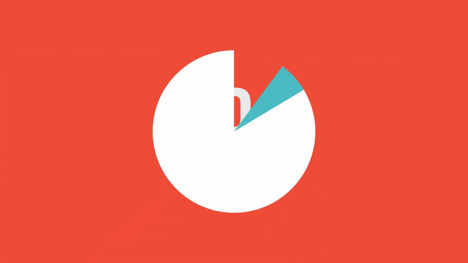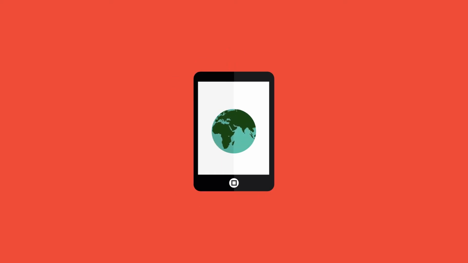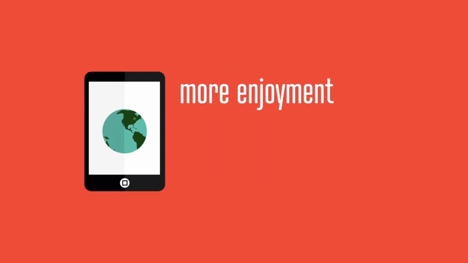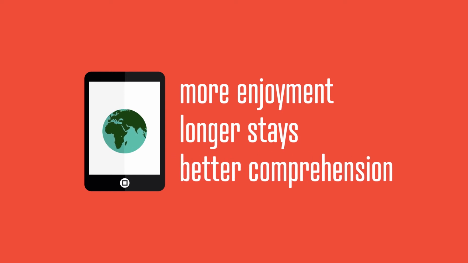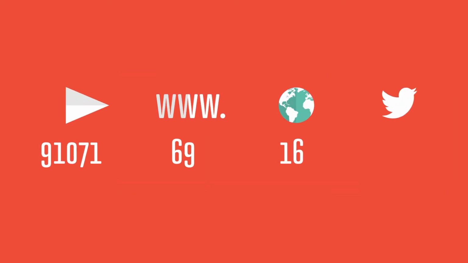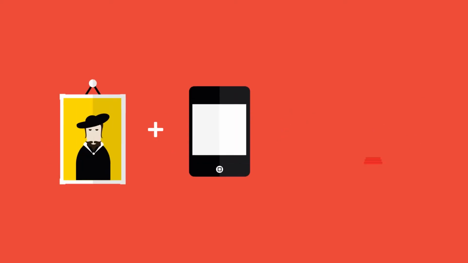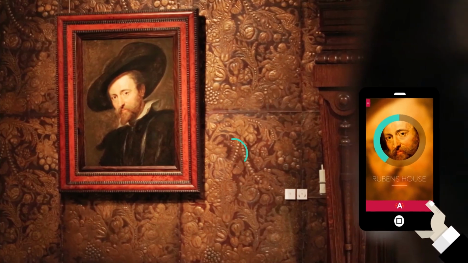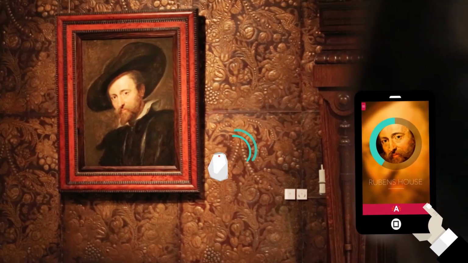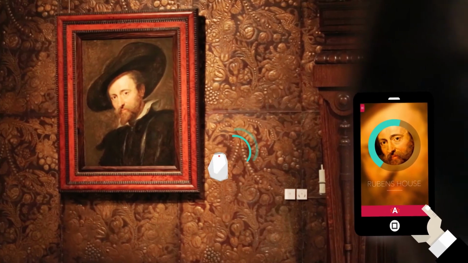Within 3 months, we opened a digital world to the visitor, who enjoyed the museum more, stayed longer, and had a better comprehension of the artist. Unsurprisingly, we got worldwide media coverage, not only because we were the first to use iBEACON technology, but mainly because of the relevance of our approach. The Rubens House finally reveals what Rubens wanted the spectator to see, and more.